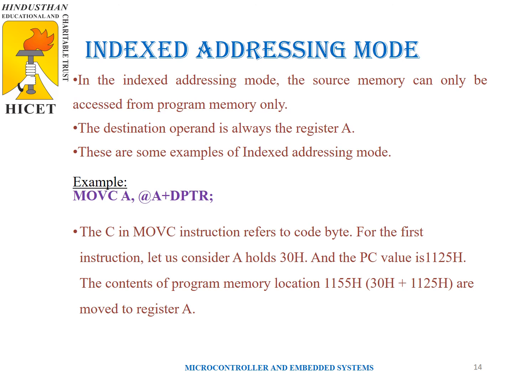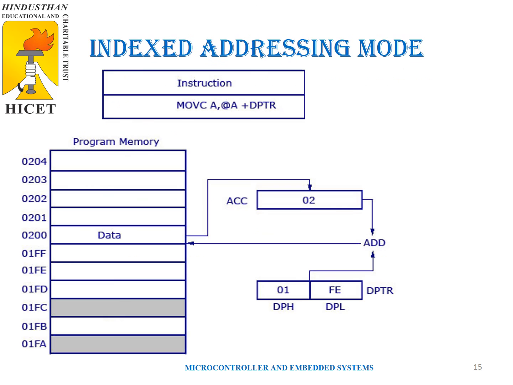Now here we see the example with PC. Here C indicates it is a code byte. For the first instruction, let us consider A holds 30H and the PC value is 1125H. Both the contents get added and the result is moved to register A. Now we see the second one.